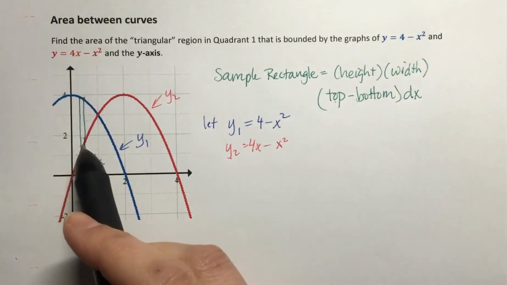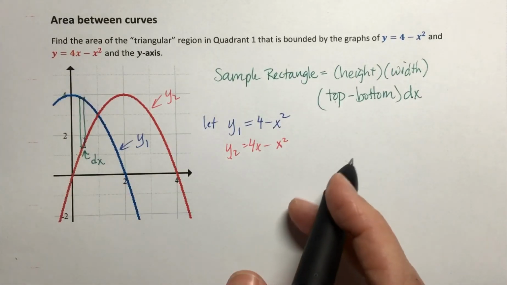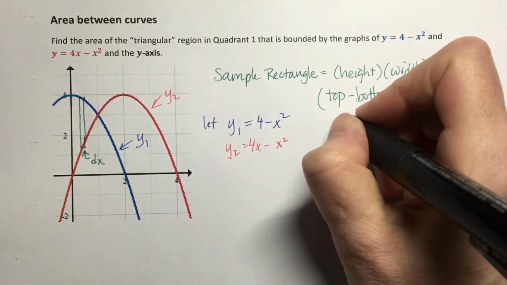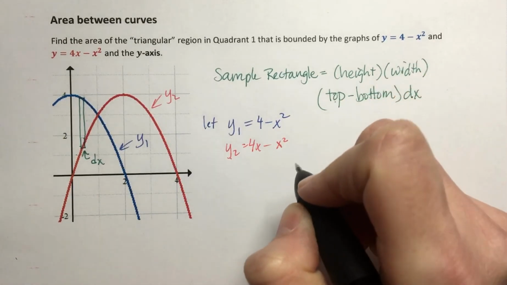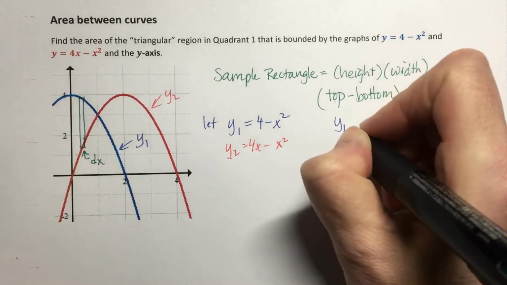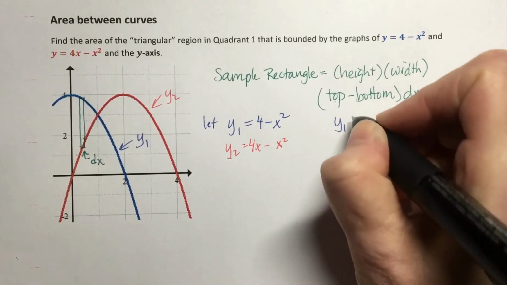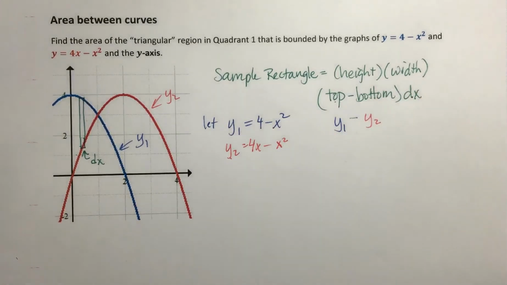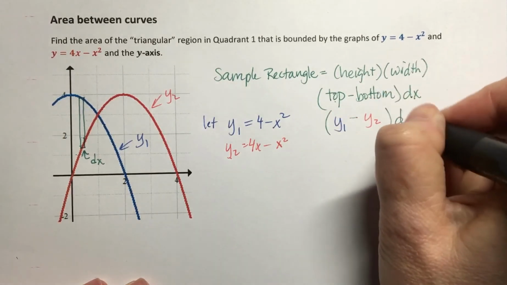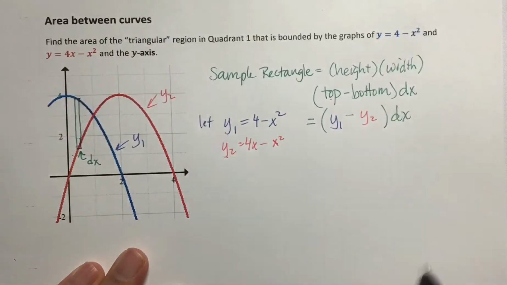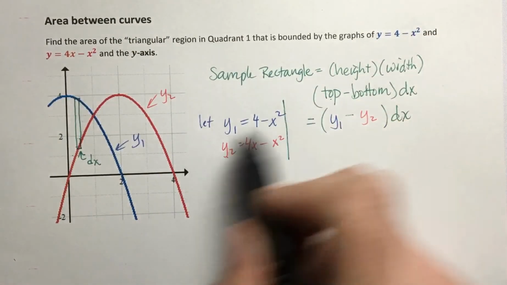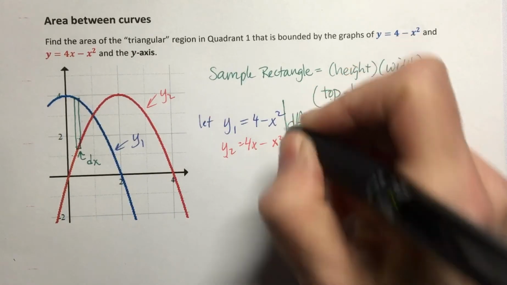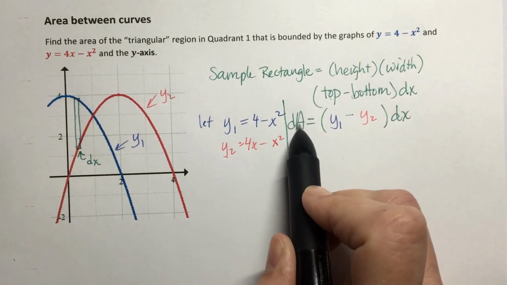So if we're doing top minus bottom, blue minus red, apologize if you are colorblind, and I apologize for the amount of clicking I'm going to be doing in part of this video because I'm going to be switching colors. So I have y1 minus y2 for the height of my rectangle, times my width of dx. So this is my sample rectangle. I did not plan my spacing well. So what I will call this is dA, as in some little change in area.